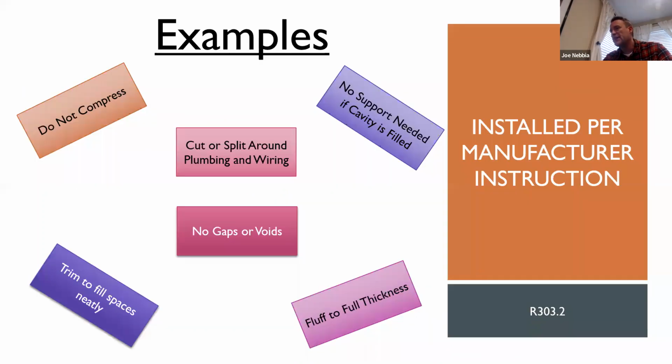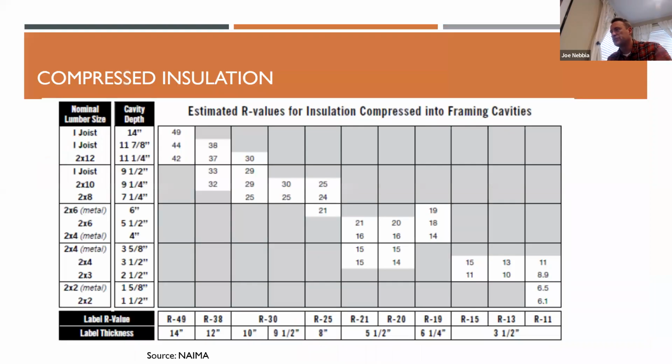So why do they say something like do not compress? This chart is kind of a visualization of that. If we look at, say, 1, 2, 3, the third row down, we see some 2x6 framing there. The one that doesn't have metal by it is wood. And a typical 2x6 wall is actually 5.5 inches, right? Anybody who's done any framing knows this, not actually 6 inches.